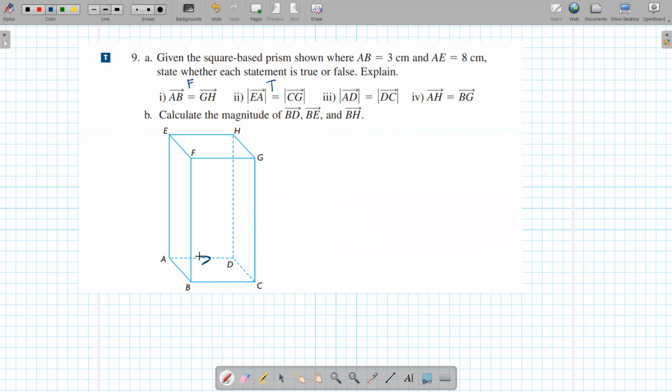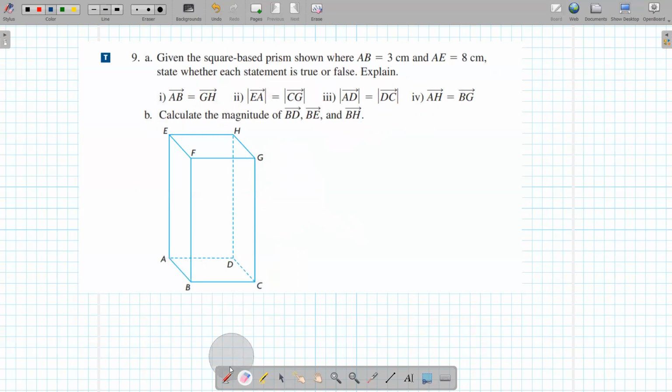The third one there, AD. AD is this guy. It's saying that is equal to DC. Is that true? It's a square-based prism, actually. So that means AB, and this is 3. That's also 3. All these guys at the bottom, they're 3 units in magnitude. It's true, exactly. In terms of the magnitude, they're the exact same square.